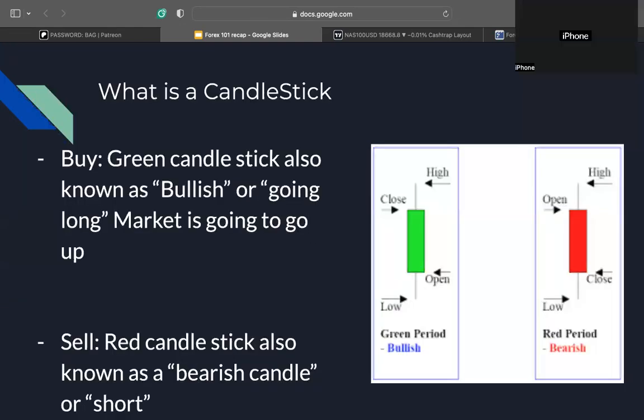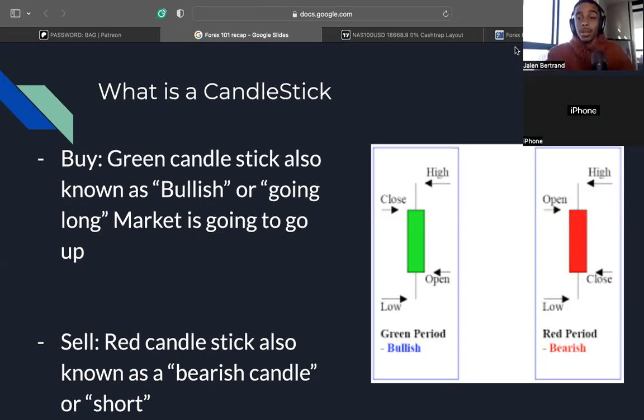All right. So first, we're going over a buy candlestick, which is essentially green. That basically means that the market is bullish. Understanding that, before I even go deeper, the market can do only two things. It can either go up or it can go down. So when the market is going up, that means we're buying. That's what we want to see.